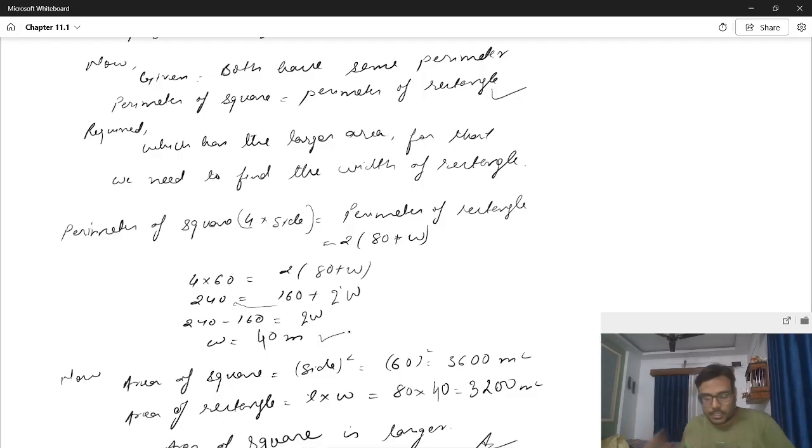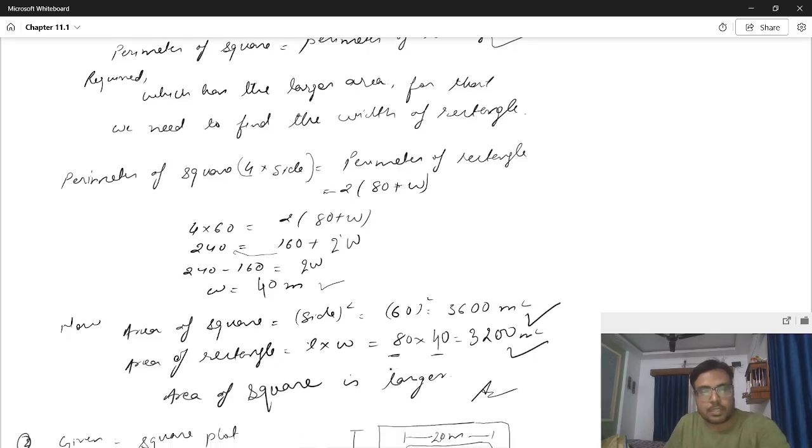Now you can calculate the area of both figures. The area of a square is side squared, so it's 60 into 60, which is 3600. And the area of the rectangle is length into width. The length is given as 80, and the width we have calculated as 40. So 80 into 40 is 3200. So you can see the area of the square is larger. From the given concept, you have to find what is required to solve the problem.